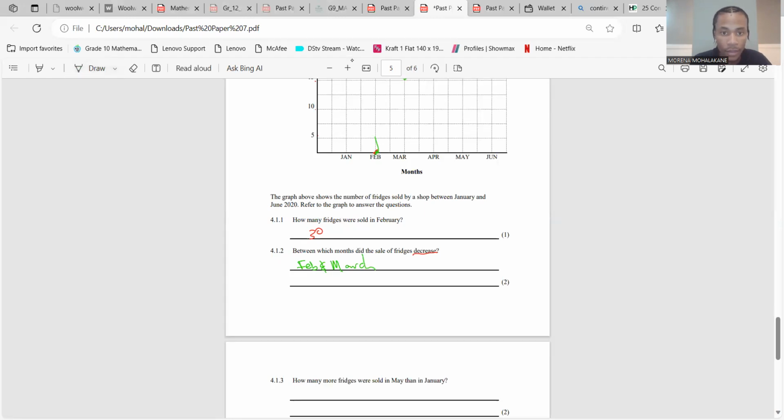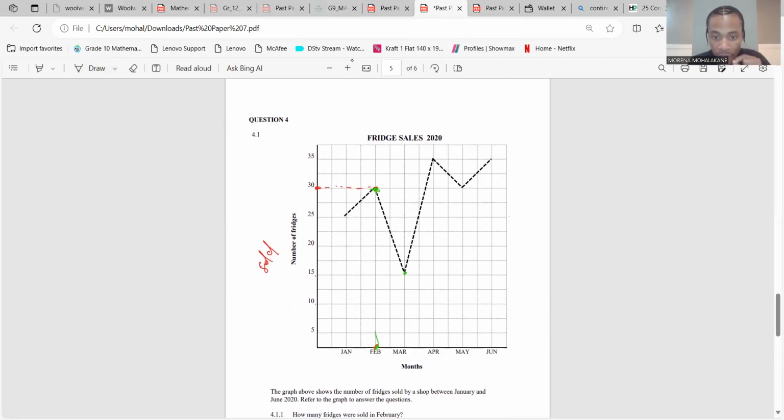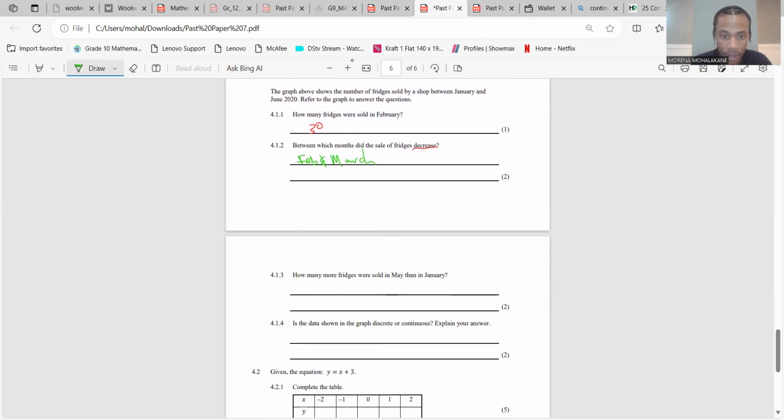Then I'm going to look again where there's another point. At April, it was at the top, right? And then it went below. So also between April and May. April and May. That's when it was decreasing.